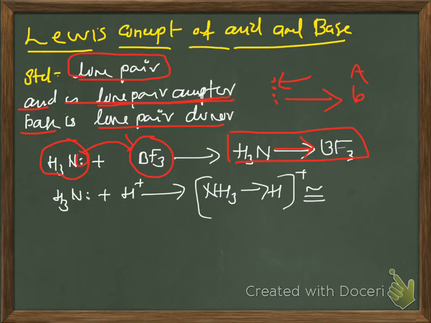So, here the lone pair donor is ammonia, so it is a Lewis base. The acceptor is BF3, that is a Lewis acid. This is the condition in this example.